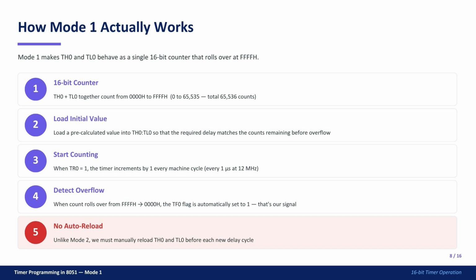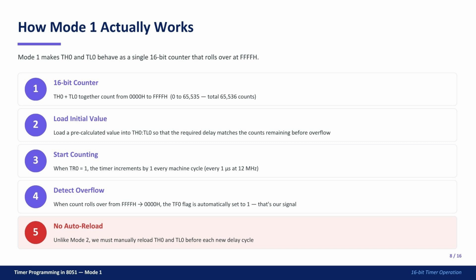Fourth, the counter keeps going up until it reaches FFFF. On the very next tick, it rolls over, meaning it wraps around back to 0000. At that exact moment, the TF0 flag becomes 1 automatically. This is the overflow event, and it tells us the delay has completed.